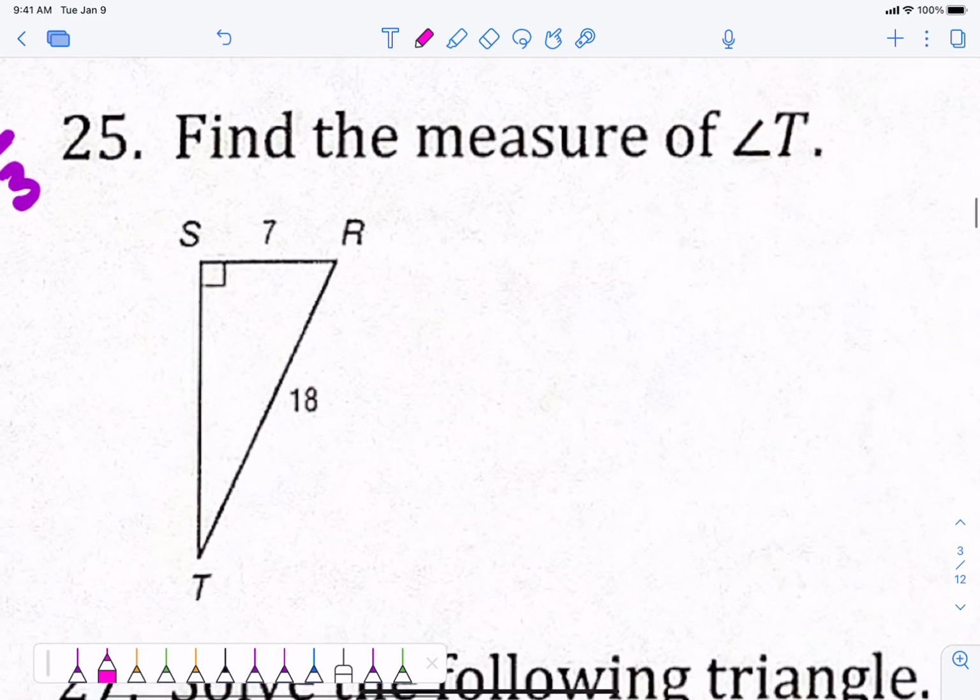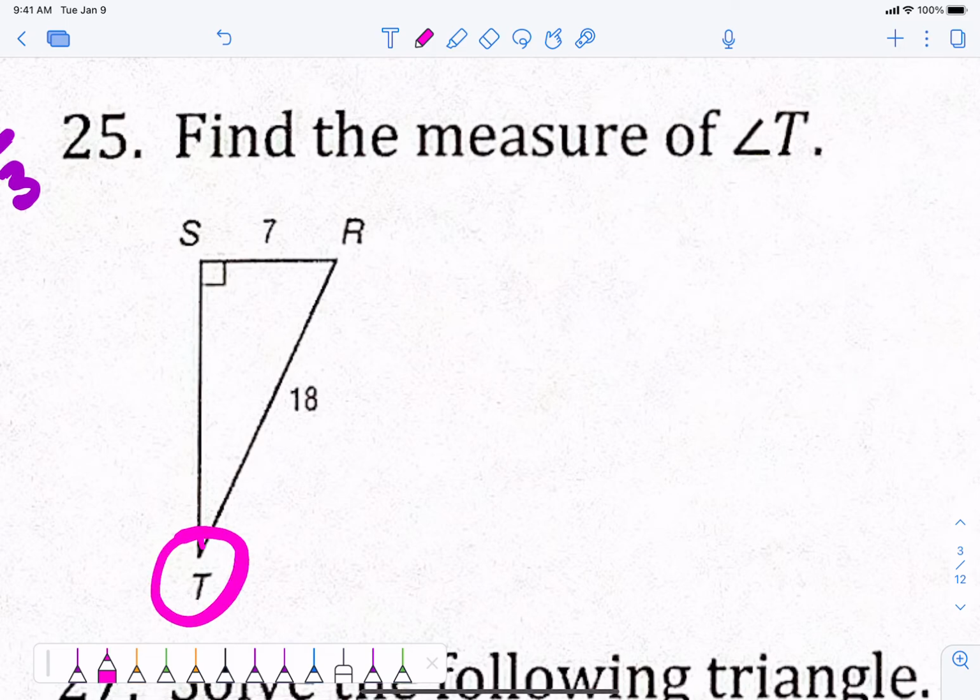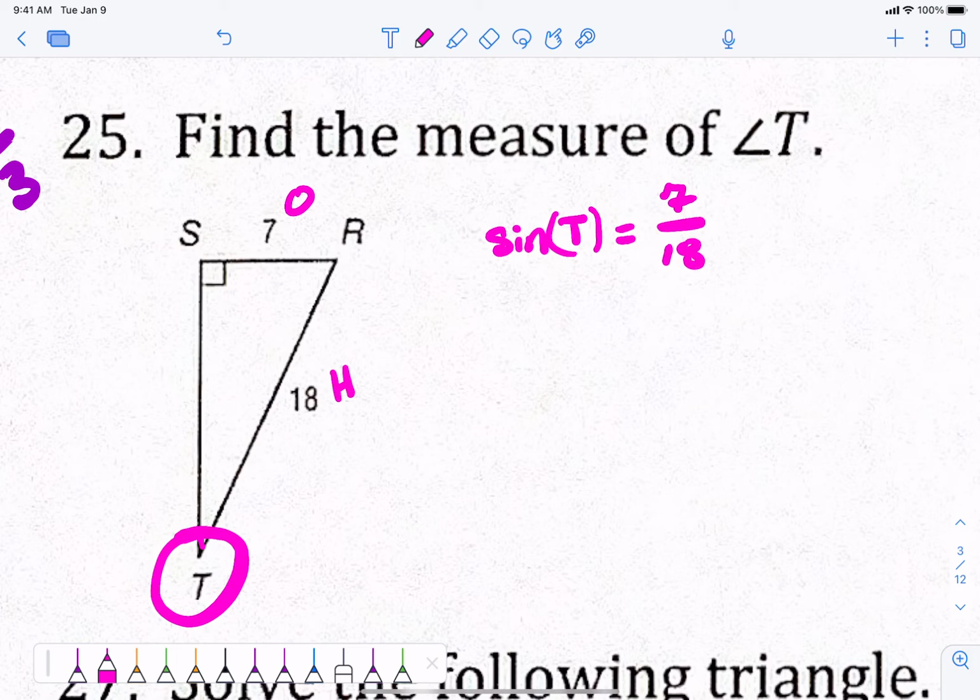All right, find the measure of angle T. Circle angle T. And how do we do this one? Is it the law of sines or law of cosines? No, this is still SOHCAHTOA again because it's a right triangle, right? What is 7? Opposite. And 18 is the hypotenuse, which is sine. Sine of T equals 7 over 18. Now, how do I get that T out of there?